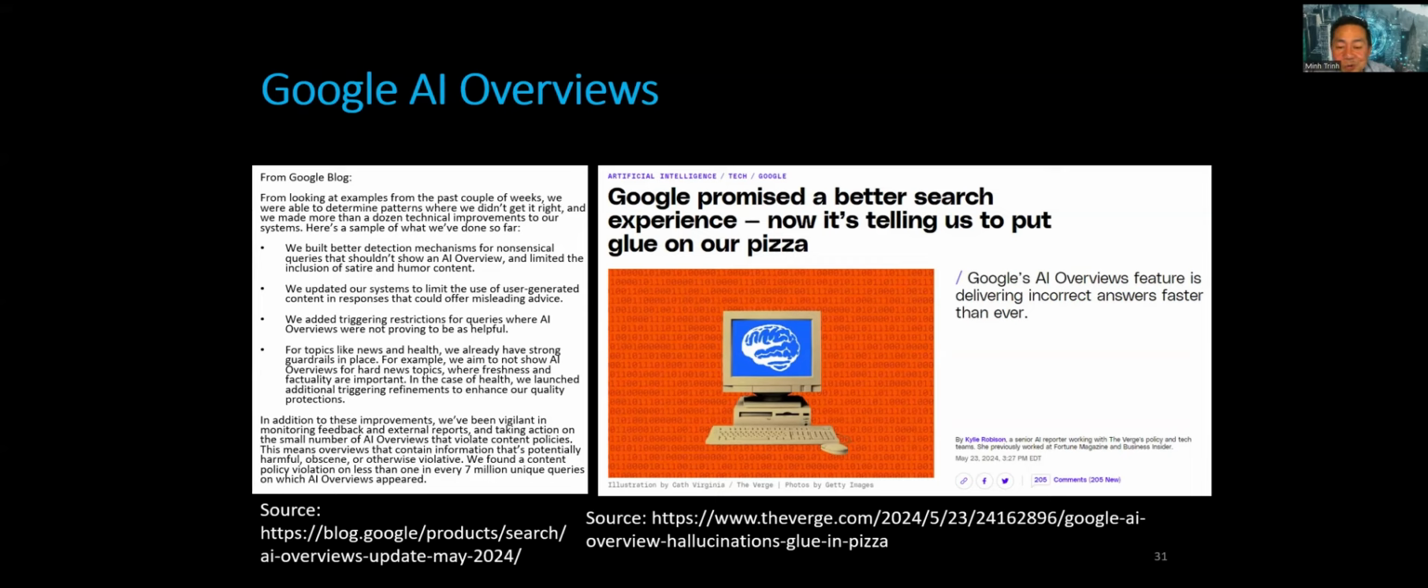You can put glue in a pizza. I don't remember the prompt exactly, but you had to make the pizza stick together or something like that, and it suggested to put glue. Or sometimes it suggested to put rocks in your menu and so on. And you see that it was very recent, just a few weeks ago. So Google had to apologize and said that they would try to improve the system and remove nonsensical results and so on.